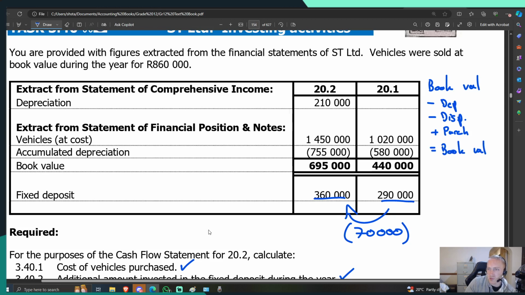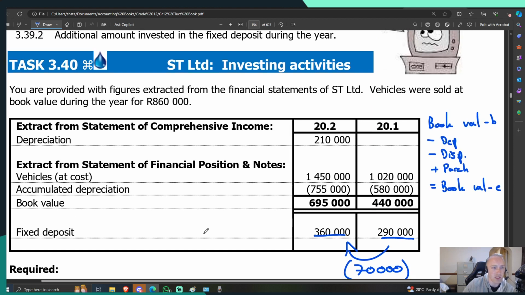So this is book value beginning, this is book value end. We've got some of this information, but not all of it. It does say that vehicles were sold at a book value of 860,000 during the year. So we've got this figure here. Disposals at carrying value, 860,000. Do we have depreciation? Yes, we do. 210,000. So we have that one too.